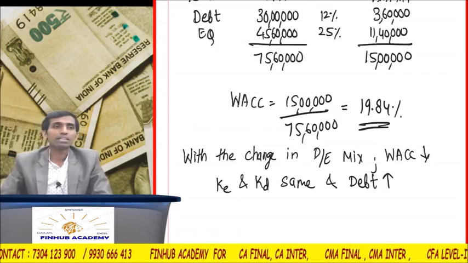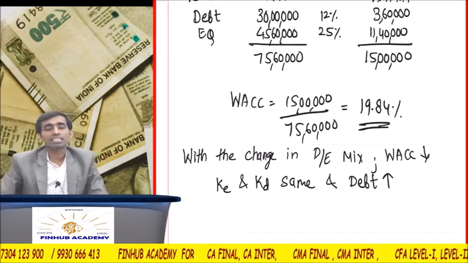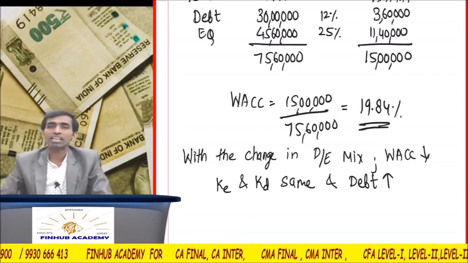With the change in debt equity mix, WACC decreased, KE and KD same, that is constant, and debt increased.